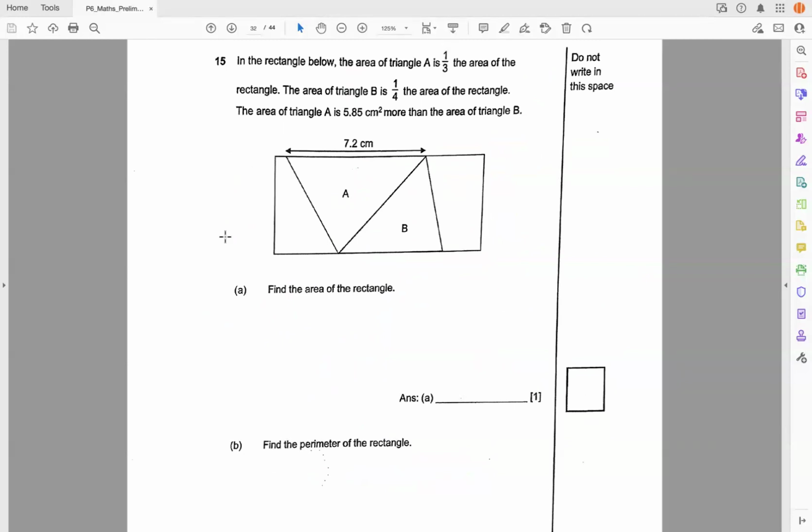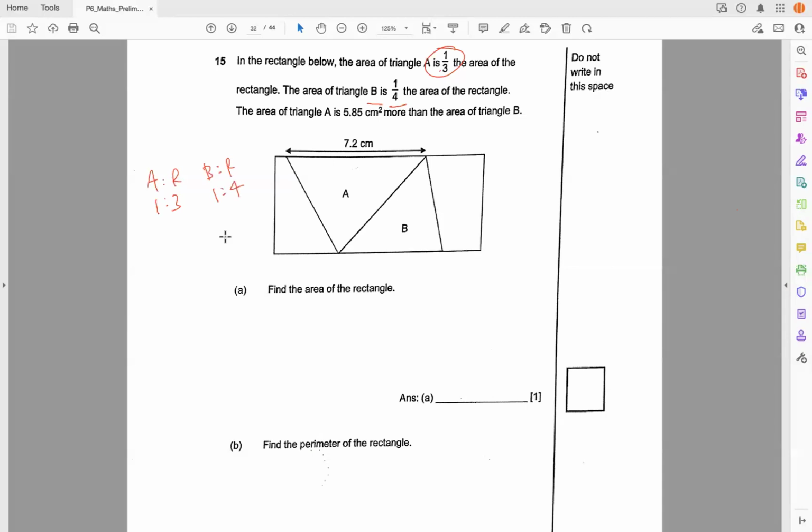In the rectangle below, the area of triangle A is 1/3 of the area of the rectangle. So let's record it: A to the rectangle is 1:3. I try to record as ratio. You all should try to record everything as ratio as much as you can, because with ratio, you can look for common base, and it's a lot easier to deal with numbers than to deal with fractions. Area of triangle B is 1/4 of the rectangle. B to rectangle is 1:4.